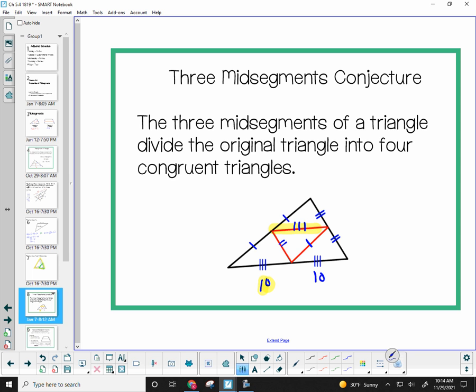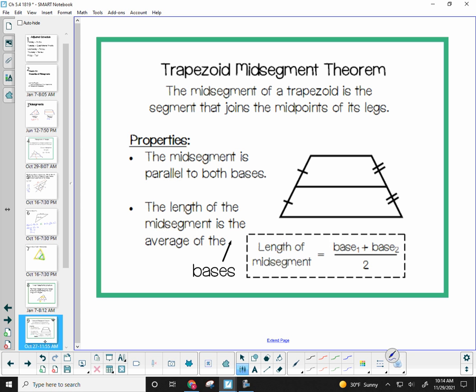Next I want to talk about midsegments with trapezoids. Keep in mind, a trapezoid is a quadrilateral with exactly 1 set of parallel lines, right? We already have parallel lines. The midsegment is going to be parallel to the bases as well. So all 3 of those parts are going to be parallel.